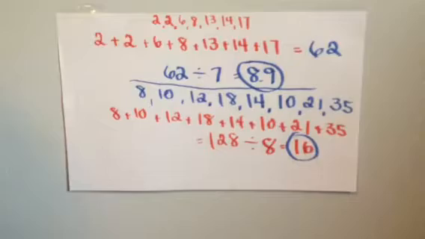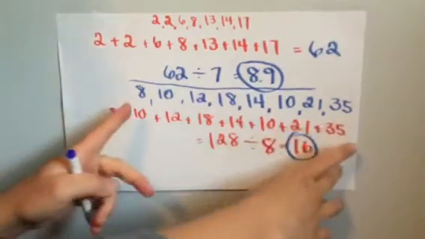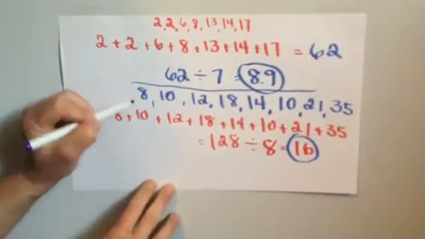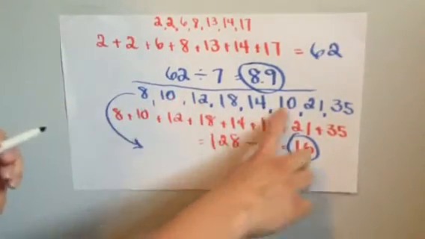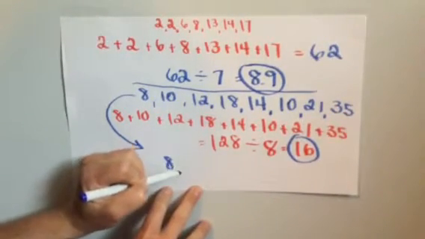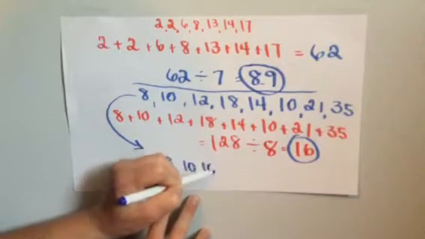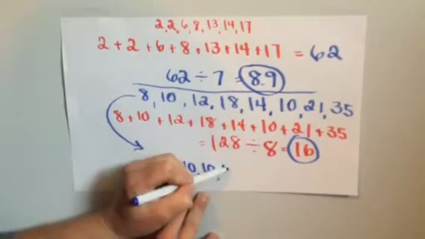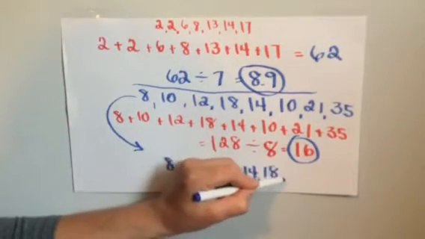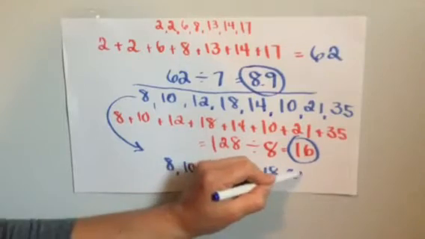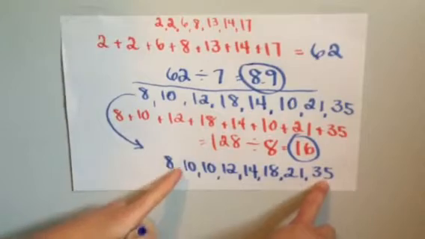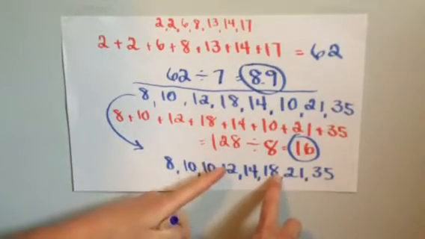If we wanted to find the median of those numbers, we would first list them from least to greatest. I'm sorry, from greatest to smallest, no, from least to greatest. So 8, 10, 10, 12, 14, 18, 21, and 35.